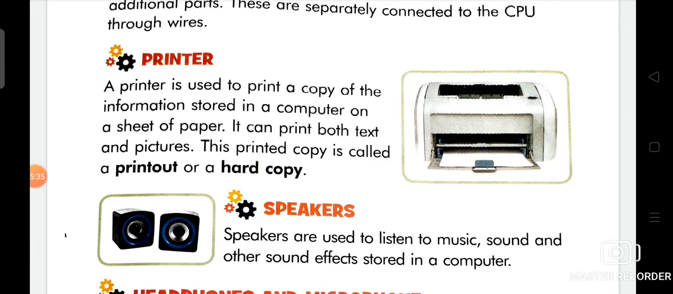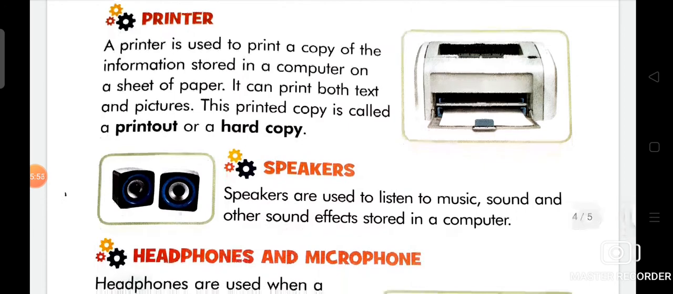A printer is used to print a copy of the information stored in a computer on a sheet of paper. It can print both text and pictures. This printed copy is called a printout or a hard copy. What can we call it? It's a printout and a hard copy.